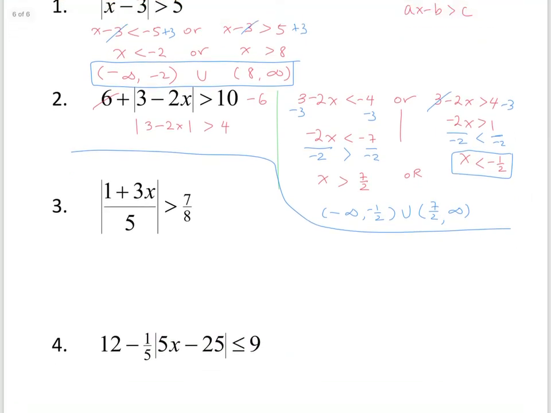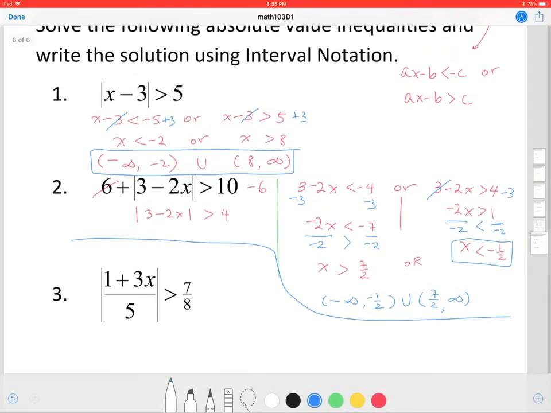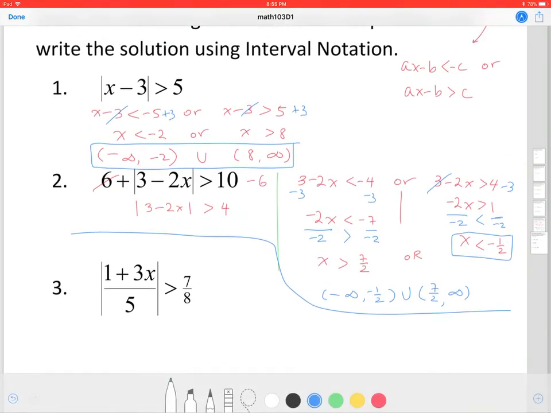Okay, move on down to number 3. Number 3 problem has this fraction, which hopefully we can remove later on. So let's just jump right to rewriting this as 1 plus 3x over 5 is less than negative 7 over 8, or 1 plus 3x over 5 is greater than 7 over 8.